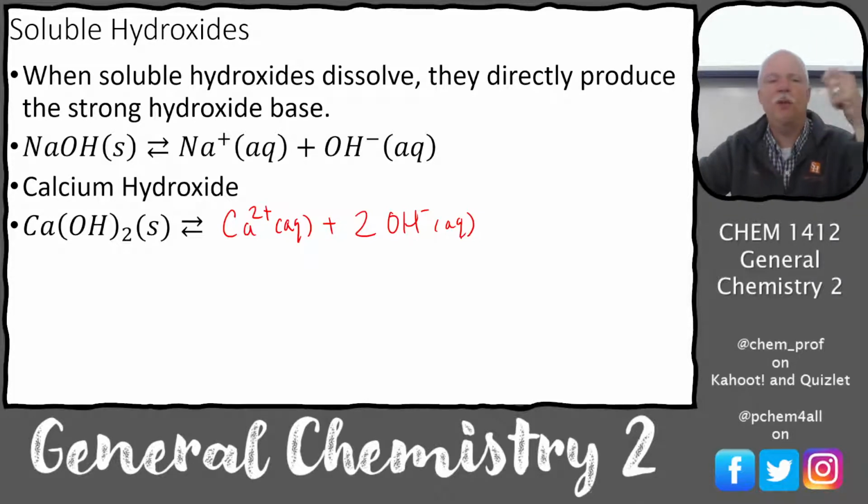So if I weigh out enough calcium hydroxide to equal 2 moles, and I put that in a liter of solution and stir it up until it dissolves completely, I have a 4 molar solution of hydroxide, because those 2 moles of calcium hydroxide gave me 2 hydroxides for each mole. So that's a 4 molar solution of hydroxide, and a 2 molar solution of calcium ions. So the hydroxide bases are pretty easy. Just dissolve them in water and you've got the hydroxide.